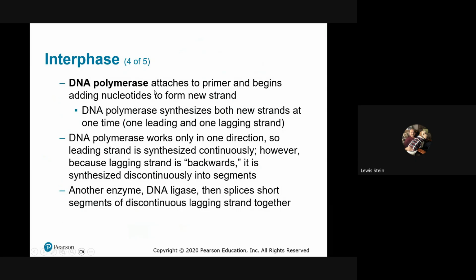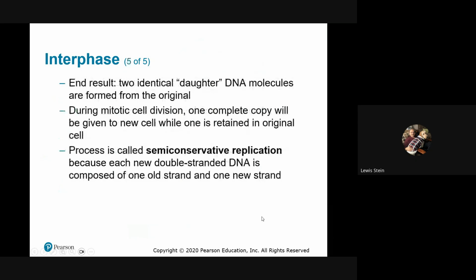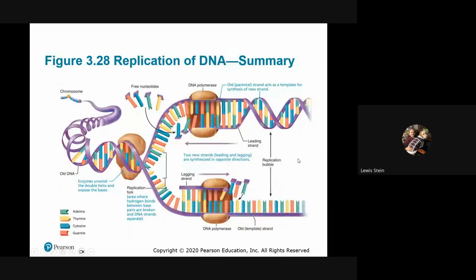So here's the DNA polymerase. Basically, not only does it do all the things it's saying here, there are variations of it that can do the proofreading. It's really very useful in that regard. Okay? Interphase. So the end result of all of that: two identical daughter DNA molecules. One complete copy will be given to a new cell, while one is retained in the original cell. Semi-conservative replication. Now, you should know. Just a demonstration for you.